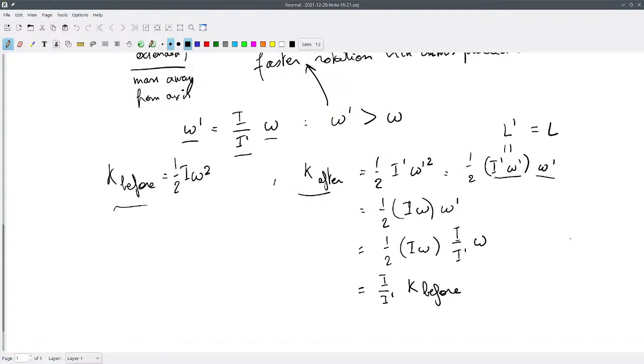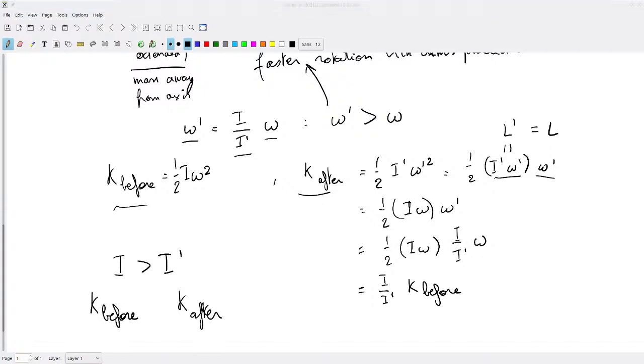So again, I was greater than I prime, so K before will be, well, will this be greater or smaller than the kinetic energy after? Which one's greater, the kinetic energy before or the kinetic energy after?